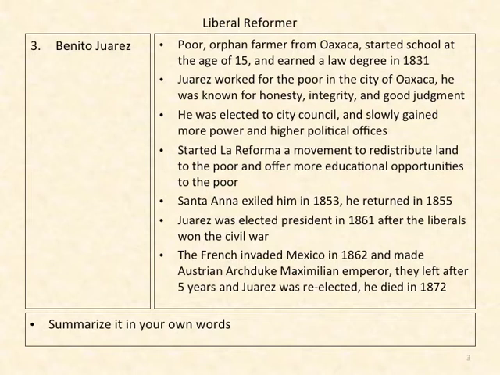He's elected president in 1861 after the Liberals win the Civil War, and the French promptly invade Mexico in 1862 and make Austrian Archduke Maximilian the emperor. After 5 years, the emperor is killed and the French leave. Juarez is reelected and he dies in 1872.